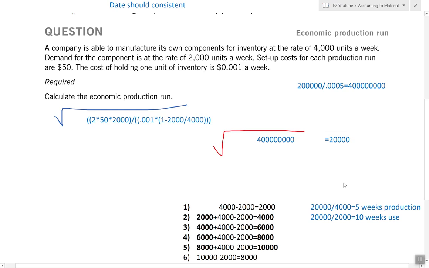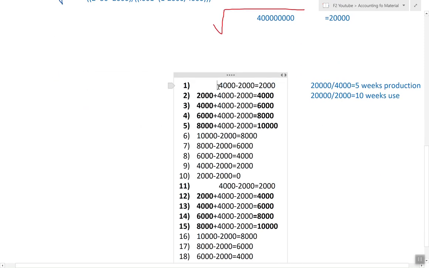What it means is that whenever the company starts production, it should produce 20,000 units and then it should stop. That means 20,000 units divided by 4,000 becomes 5 weeks continuous production. And if we divide that into use, 20,000 divided by 2,000 becomes 10-week use. What I've done is explain in a graph here as well.